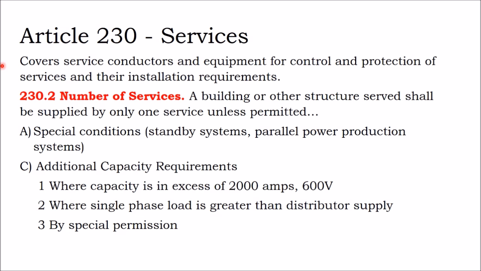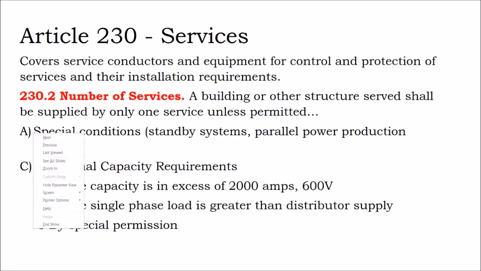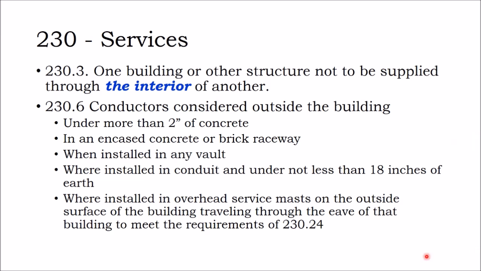Article 230, electric services. It covers the service conductors and equipment for control and protection of services and their installation requirements. So the number of services. A building or other structure shall be supplied by only one service other than those special conditions. Additional capacity requirements where the building is in excess of a 2,000 amp power supply. Where the load is greater than what the distributor can supply, they'll give it some more service, or by special commission. Not that big a deal.